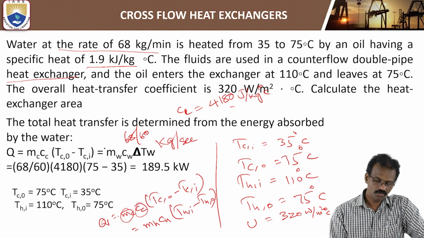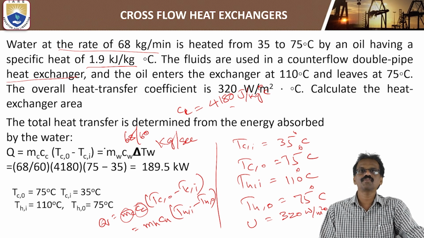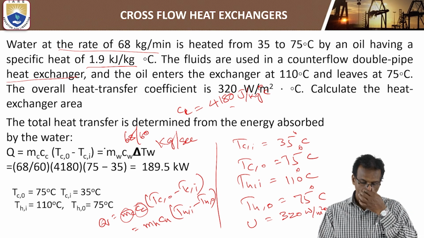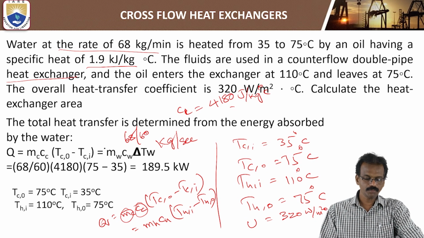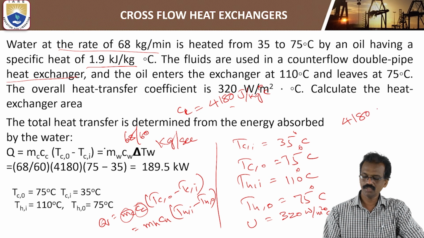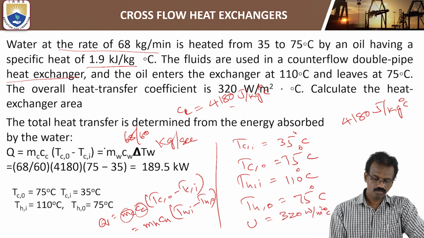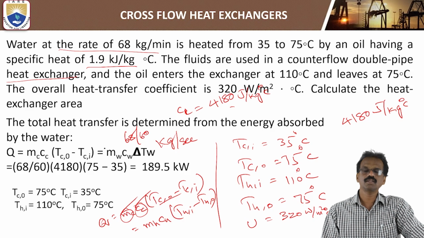And Cc also you know that value. So Cc, the specific heat of the water, is 4.18 kilojoule per kg Kelvin, or 4180 joule per kg Kelvin or degree Celsius. So you know the parameters mc, Cc, Tc naught and Tci.